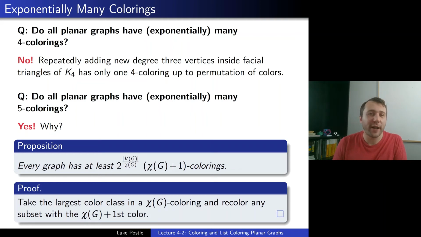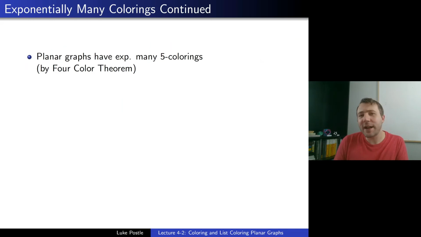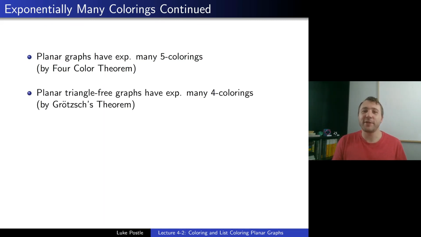So one extra color always gives you exponentially many colorings. What does that mean? Then obviously planar graphs have exponentially many 5-colorings. That's by the four color theorem. This seems like crazy overkill though, if you use the four color theorem to show that. Similarly, planar triangle-free graphs would have exponentially many 4-colorings.